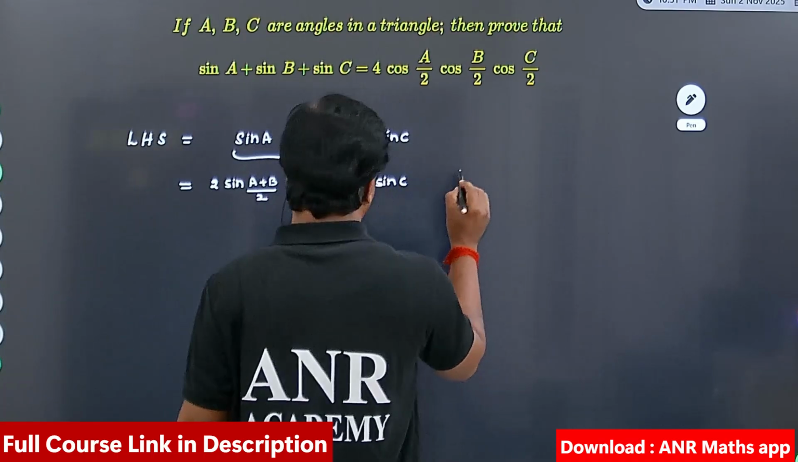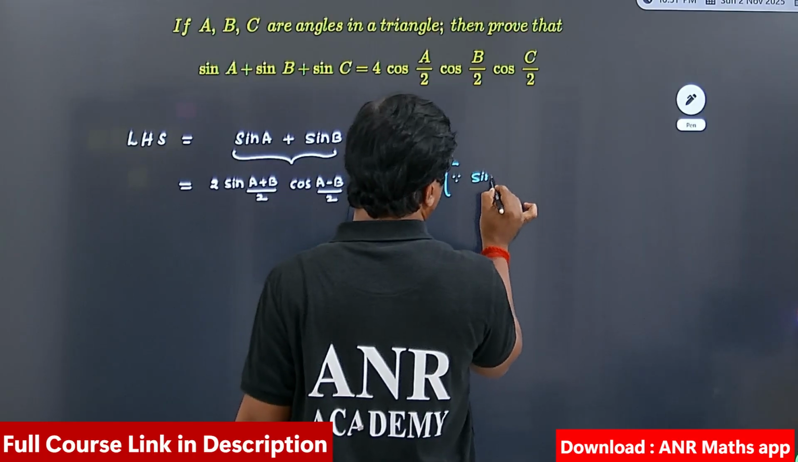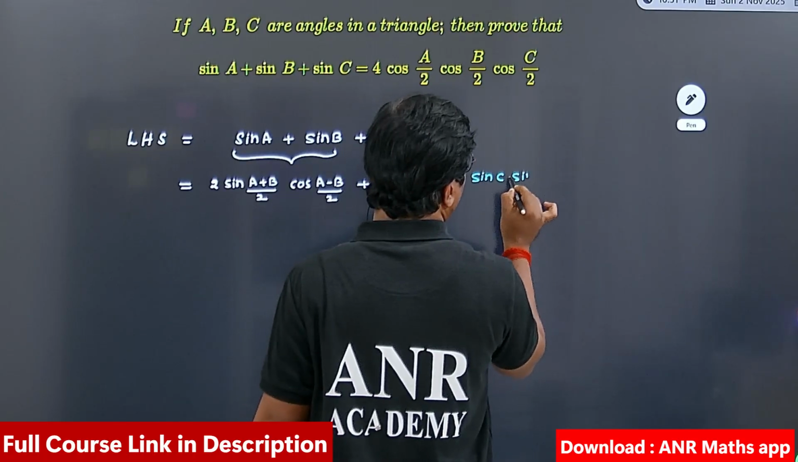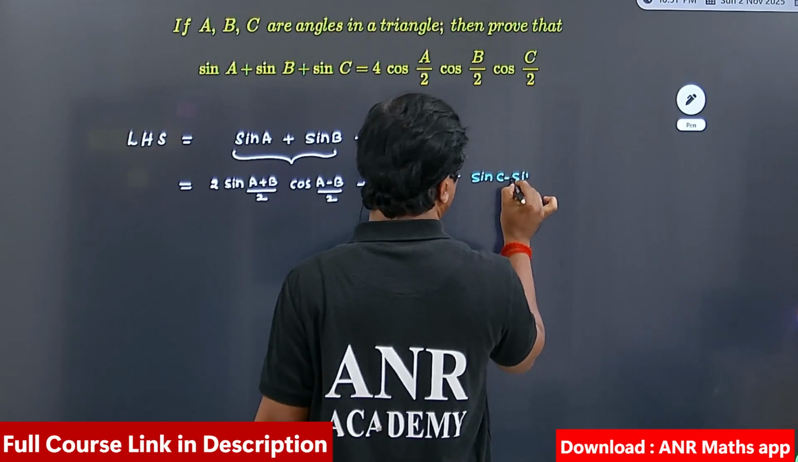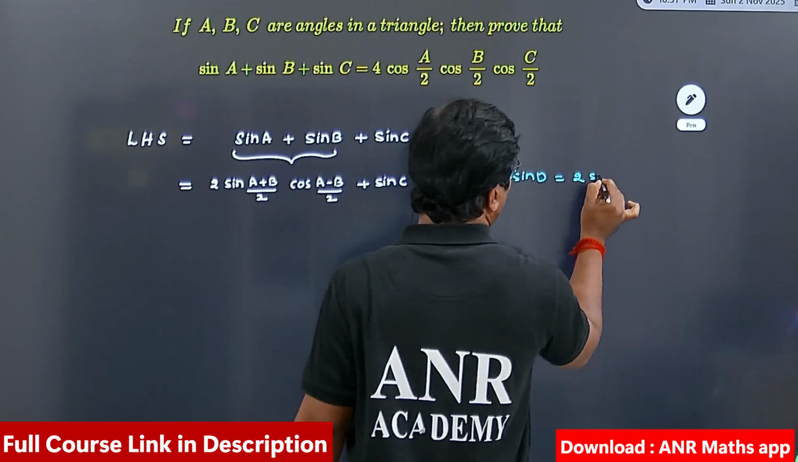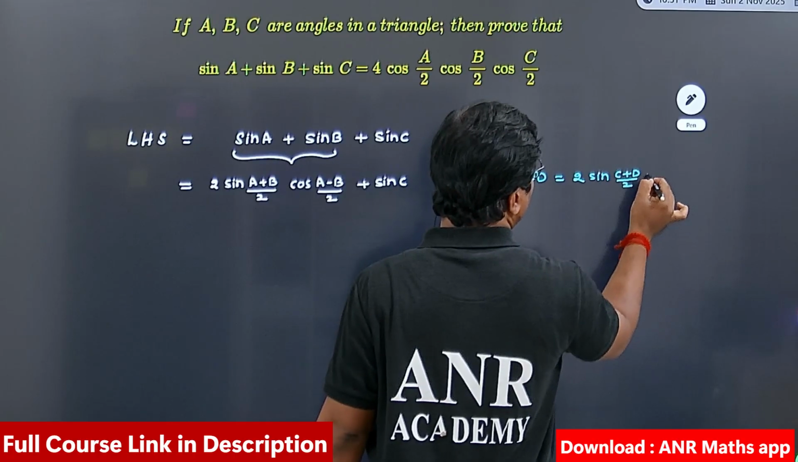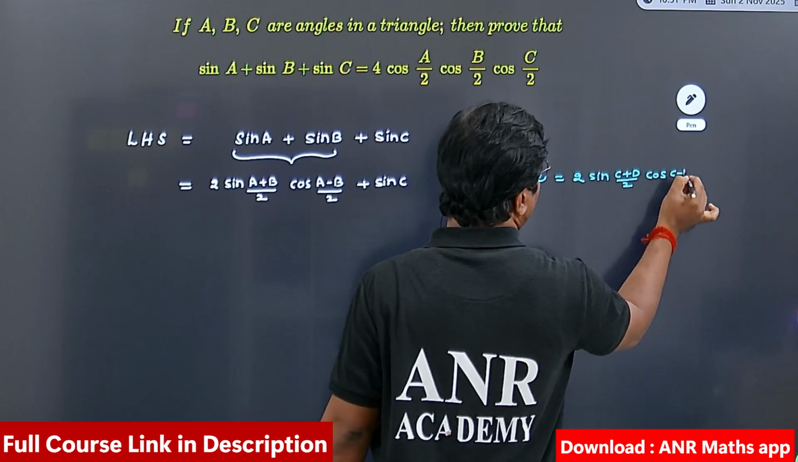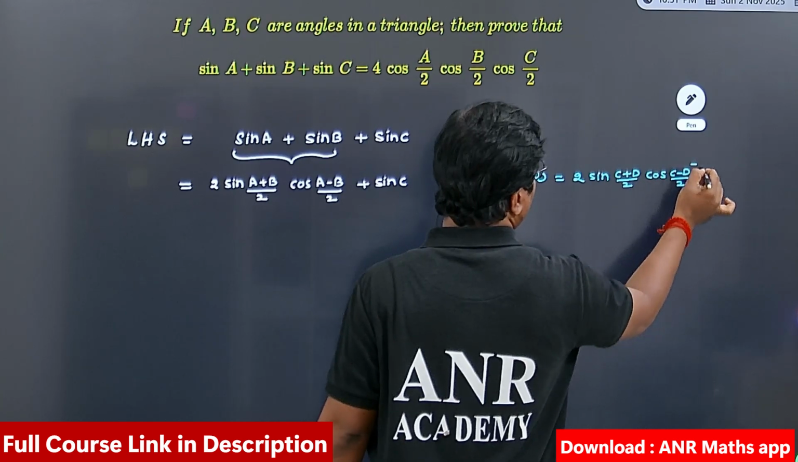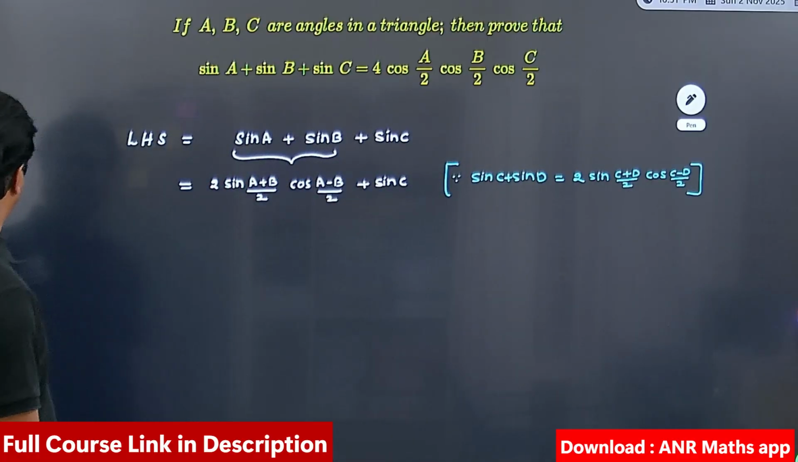You know that sin C plus sin D is written as 2 sin (C plus D) divided by 2 cos (C minus D) divided by 2. Using this formula, you got the second step.